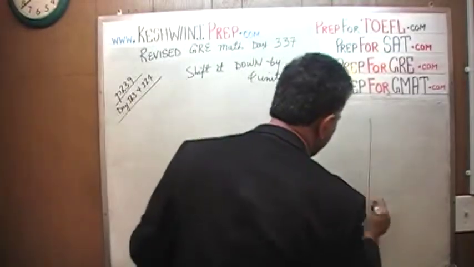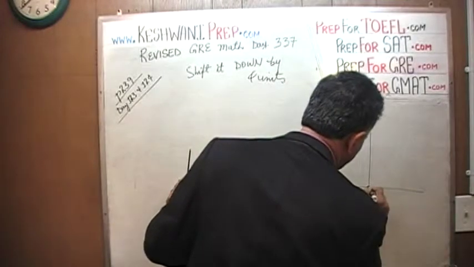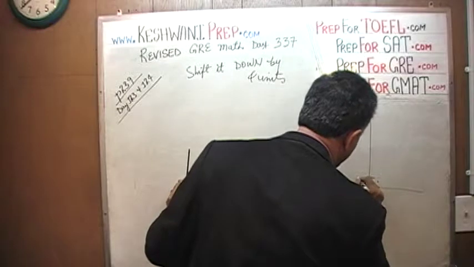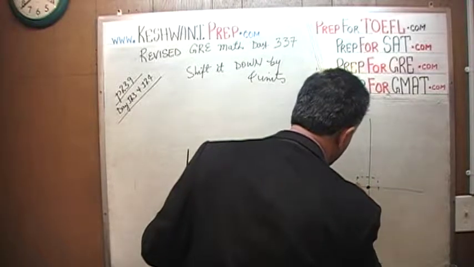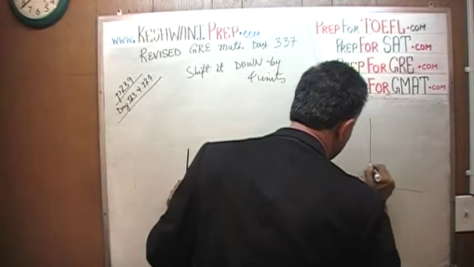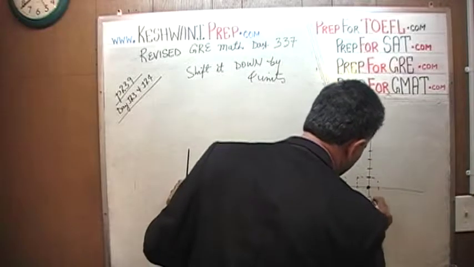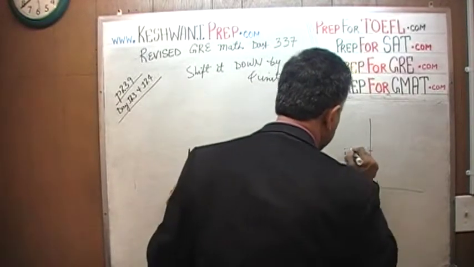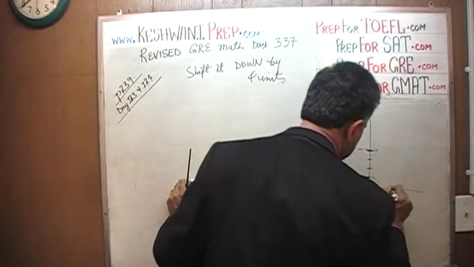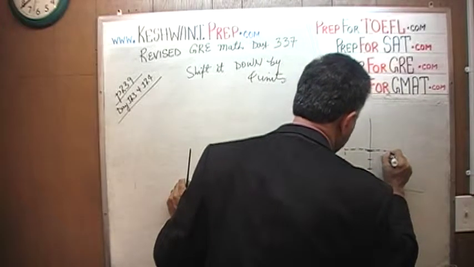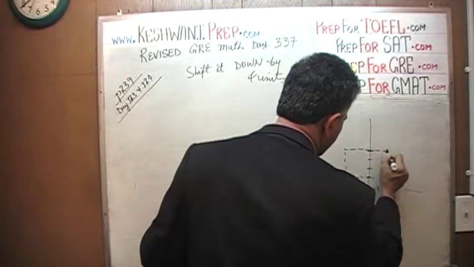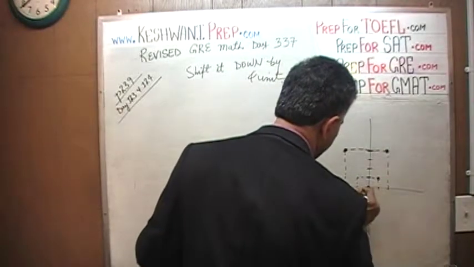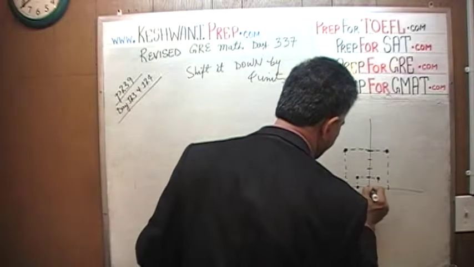So here's our original parabola. It looks like this: 0, 0, 1, 1, 2, 4. So when x is 2, y is 4. When x is negative 2, y is 4. When x is 1, y is 1. When x is negative 1, y is 1.